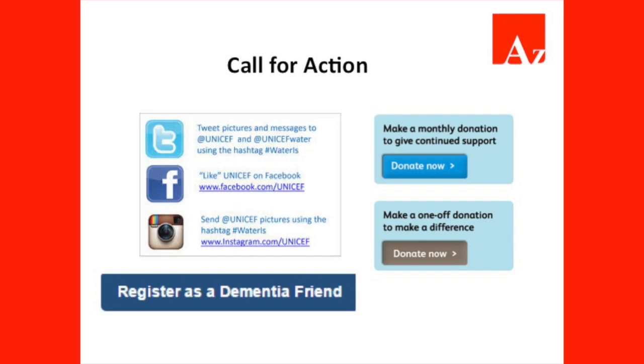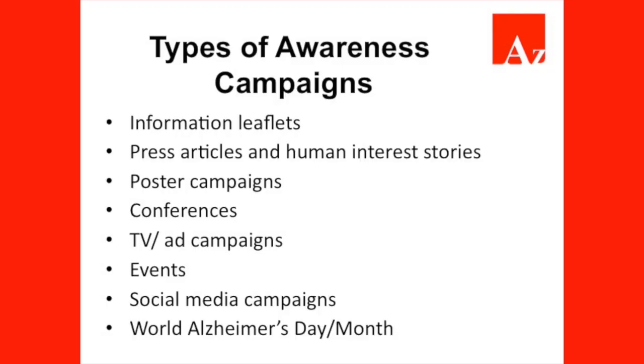Of course, there are many types of awareness campaigns, and that always depends on what we are trying to achieve. You can see here we have leaflets, we have press articles, poster campaigns, conferences, events, social media campaigns. Of course, for us, the World Alzheimer's Day and Month awareness campaign is very relevant. You always need to take into consideration who you want to reach and what you want to achieve, and then try to choose which is the best way to do that.